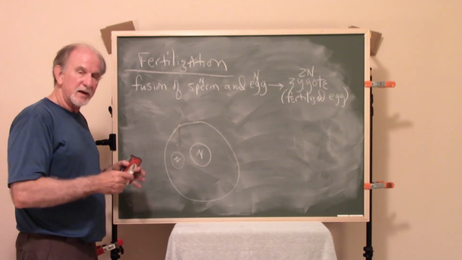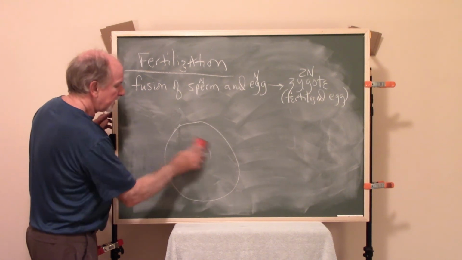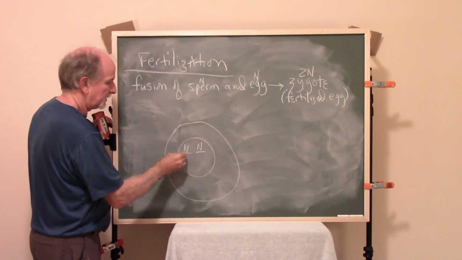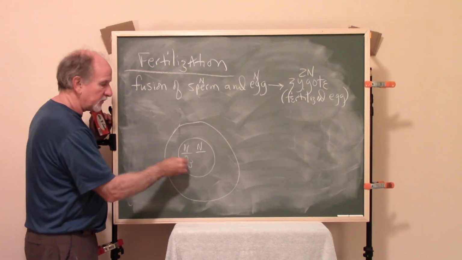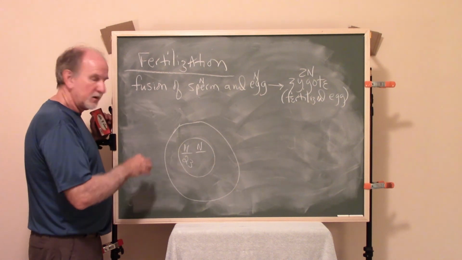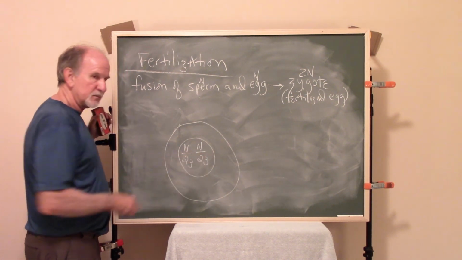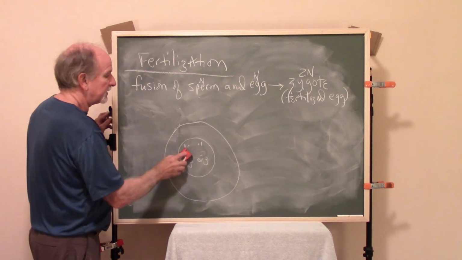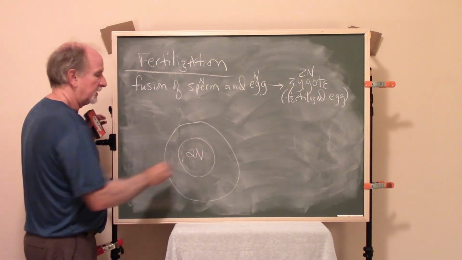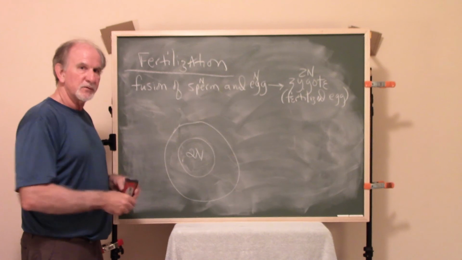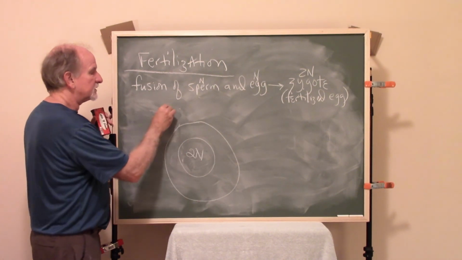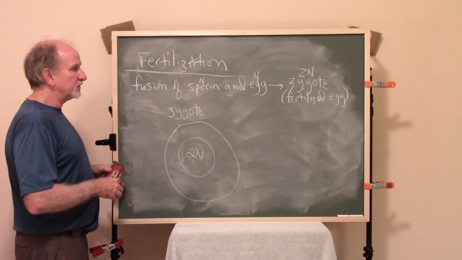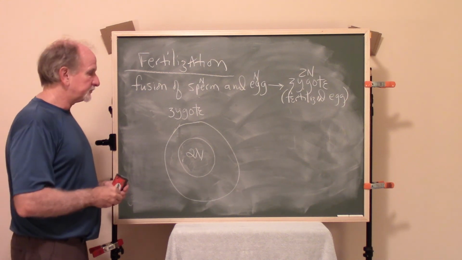These two nuclei actually fuse together into a single nucleus. And now the 23 chromosomes from the sperm cell join the 23 chromosomes from the egg cell. And when that occurs, we create a diploid cell. And this diploid cell that results from the fusion of sperm and egg is known as the zygote. The zygote is also referred to as a fertilized egg.